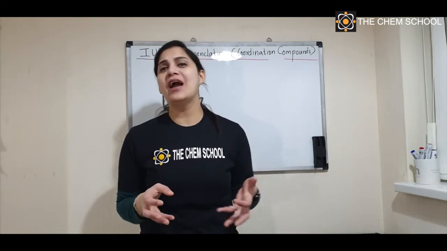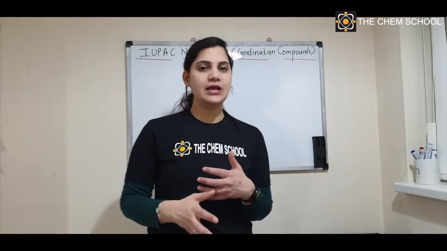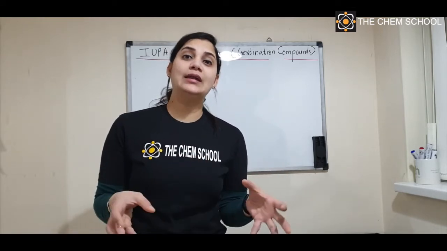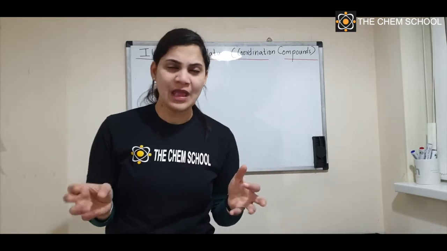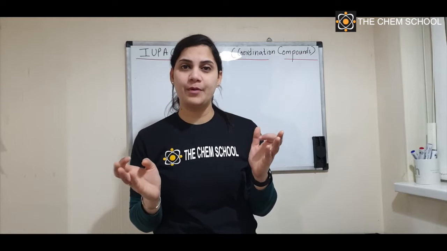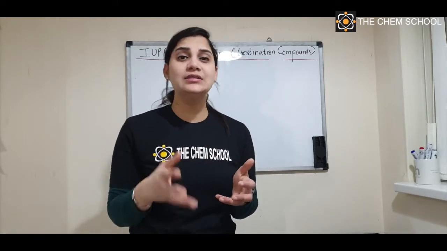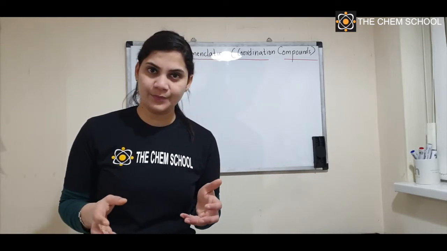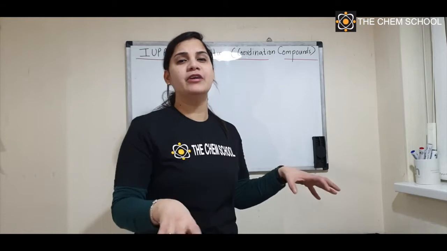Till date we have reached IUPAC nomenclature of coordination compounds. In the last class we spoke about how to write the IUPAC nomenclature from the structure that has been given. Suppose you have a formulaic structure of a coordination compound and you have to write down the name. So now we know the sequence that we are supposed to follow. Today we will talk about some more rules so we are perfect with IUPAC nomenclature.